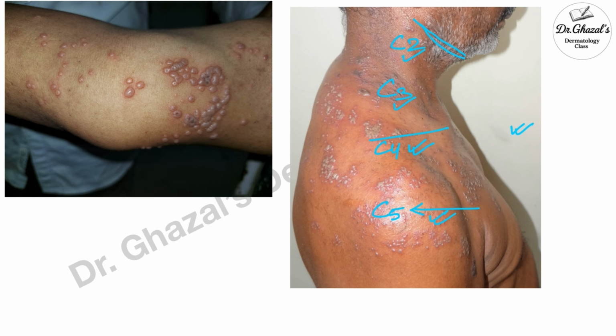So this is another patient having the rash over the posterior part of the upper limb. Towards the thumb it is C6 and towards the little finger it is C8. In between is C7. So this dermatome will be C6, C7 and C8.